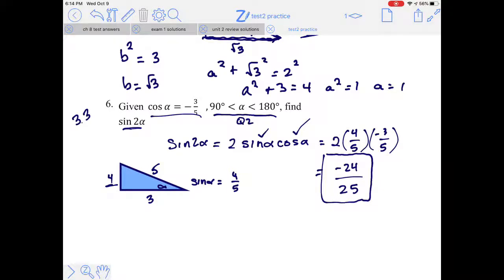We don't have to worry about it being in another quadrant with the 2 alpha. Not for double angles. Where that comes into play more is our half angles. Because with that one, we have to decide, do we do the positive square root or the negative square root?